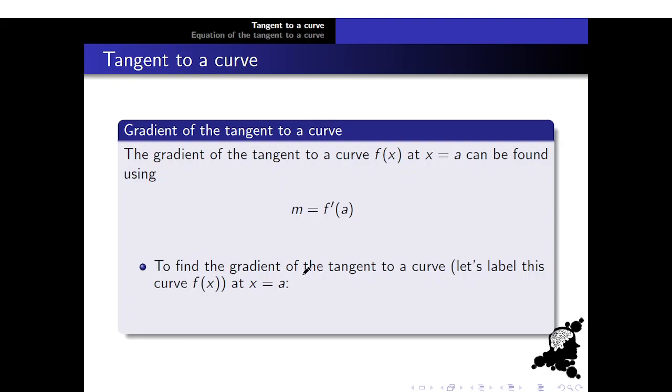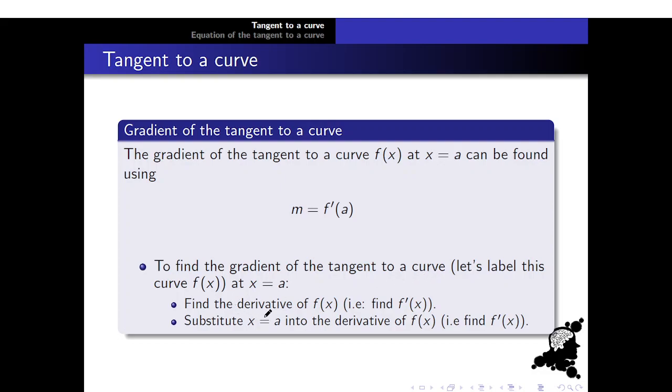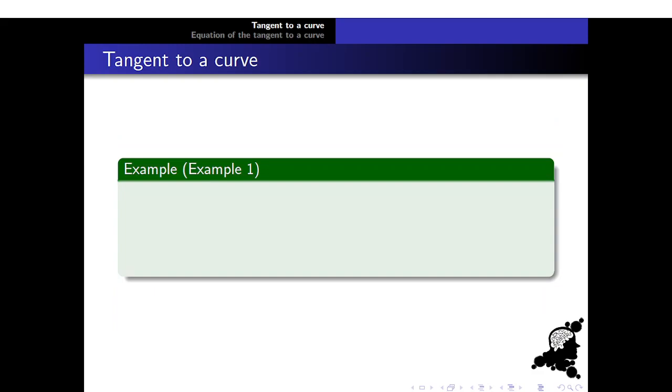Like we've said, to get the gradient of the tangent to a curve at a specific value x equals a, all we do is we find the derivative and then we substitute that x value into the derivative. I hope that this makes sense. Let's actually look at an example of how to do this.